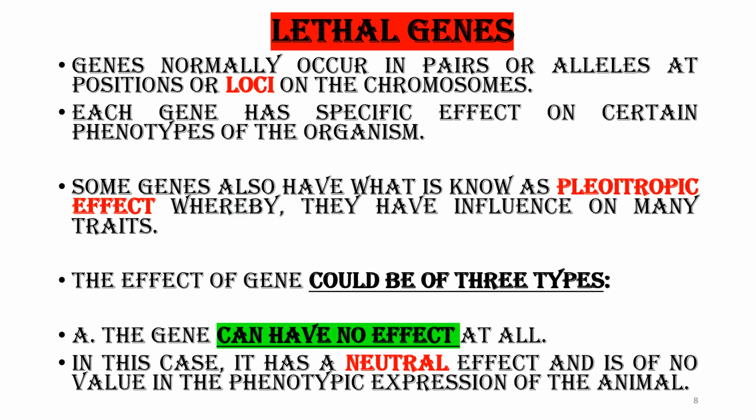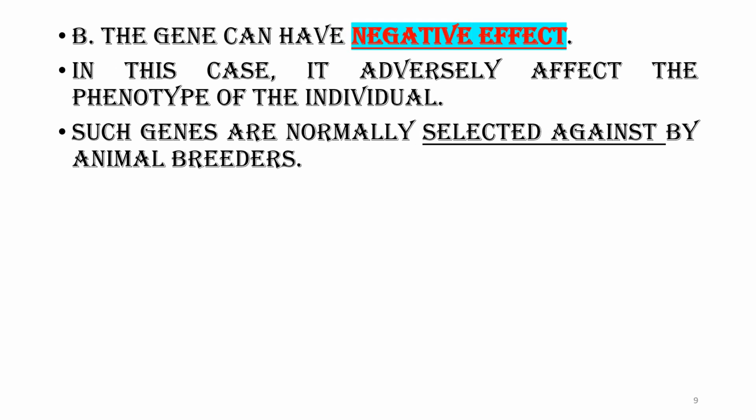Therefore, the effect of the gene will be of three types. A. The gene can have no effect at all, in which case it is said to have a neutral effect and is of no value in the phenotypic expression of the animal because it is adding nothing to the phenotypic value of the animal. Or B. The gene can have a negative effect. In this case, it affects adversely the phenotype of the individual animal. When a gene has a negative effect, it is usually selected against by animal breeders.